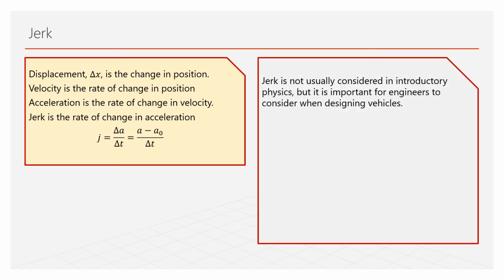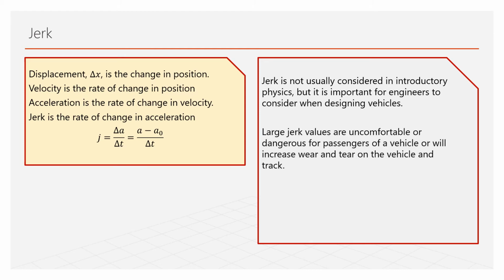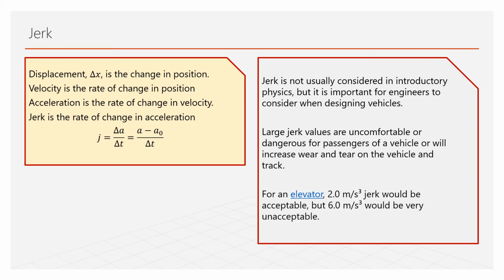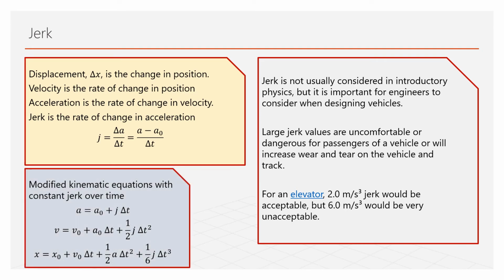Jerk is not usually considered in introductory physics, but is an important quantity for engineers to consider when designing vehicles, and so I wanted to mention it here just for completeness. Large jerk values are uncomfortable or dangerous for passengers of a vehicle, or will increase wear and tear on the vehicle and its track. For example, in an elevator, 2 meters per second cubed jerk would be acceptable, but 6 would be very unacceptable. Here are the kinematic equations that have been modified for acceleration that changes over time with constant jerk.